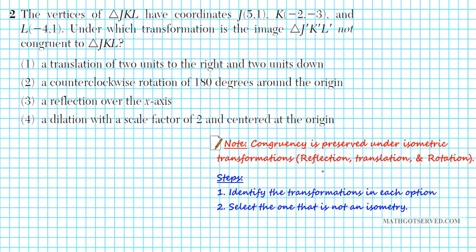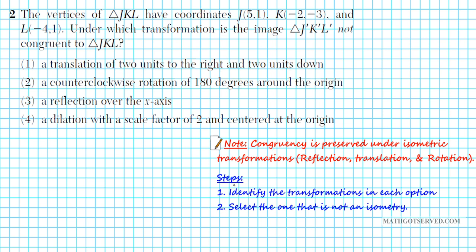Okay, so what type of transformations are isometries? The word isometry basically means all the measures are preserved. You have an isometric transformation whenever you're dealing with reflection, translation, or rotation. Okay, if you have a dilation, now that is not an isometry, so congruency is not preserved. All right, so remember, congruency just basically means the same dimensions. That's the fancy word for the same dimensions, congruency.